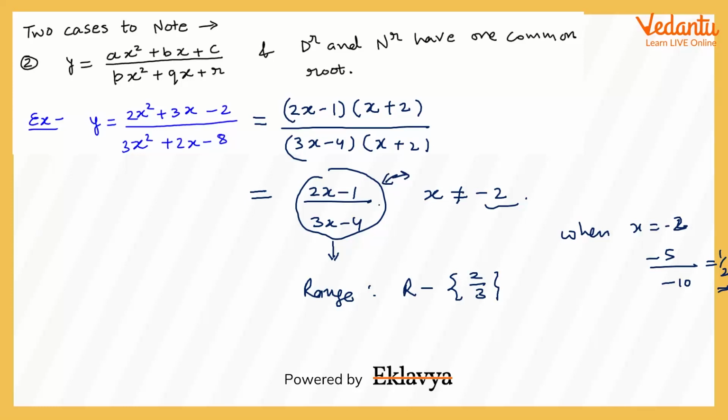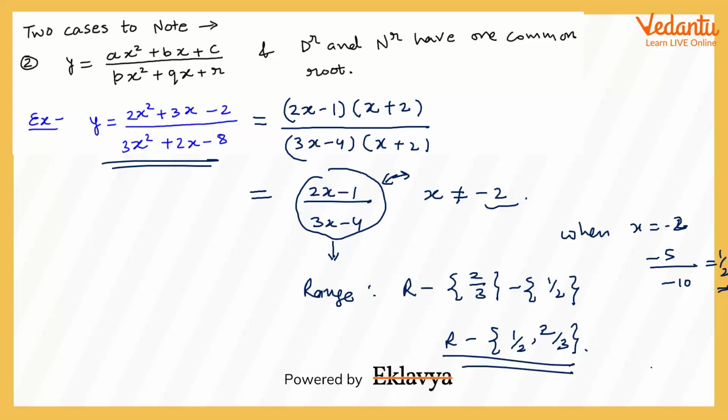But as you know, we cannot have x equal to minus 2 in this original function, so we should be subtracting this 1 by 2 also from the range. So we will be getting the range as the entire real number with half and 2 by 3 being excluded. So that will be the answer.